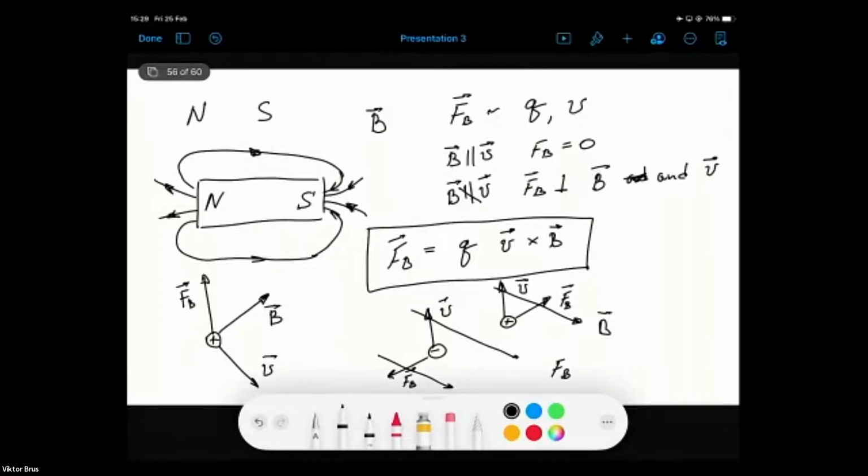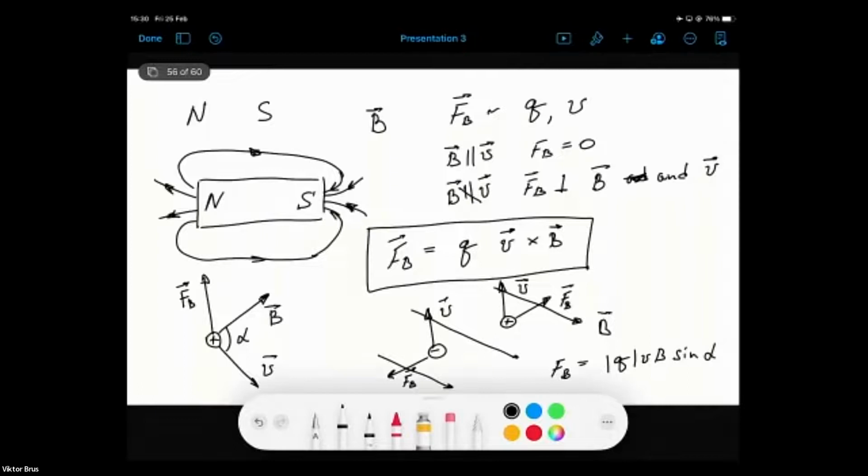according to the rules for vector product as absolute value of electric charge, magnitude of velocity vector, meaning speed, magnitude of magnetic field, and sine alpha, where alpha is the angle between the velocity vector and the magnetic field vector.